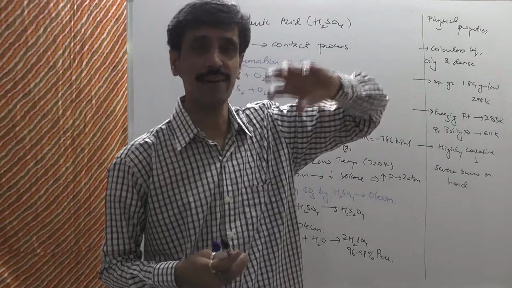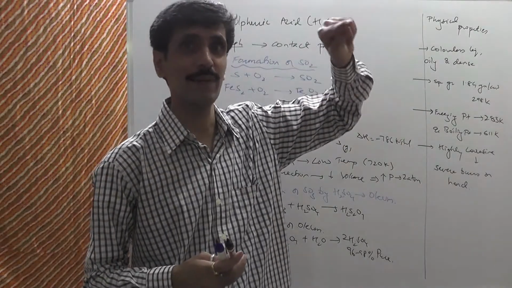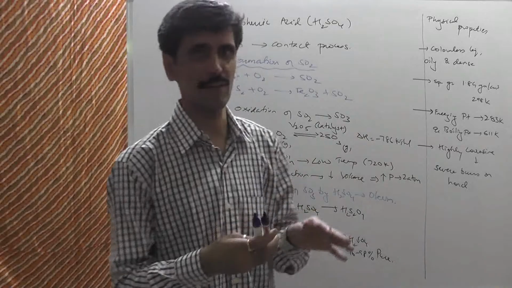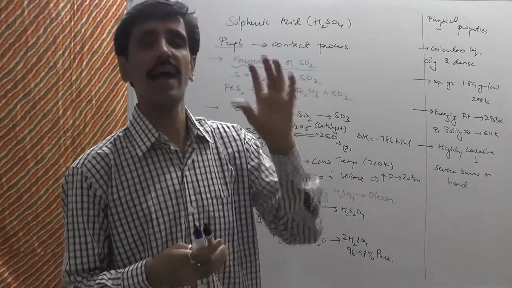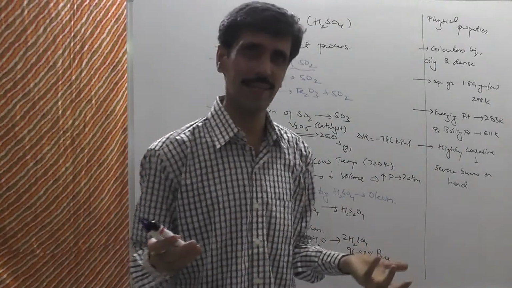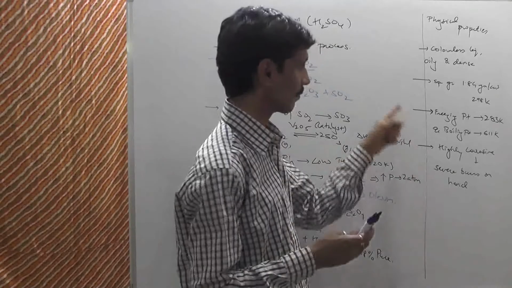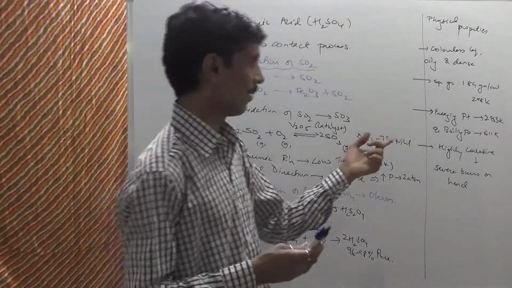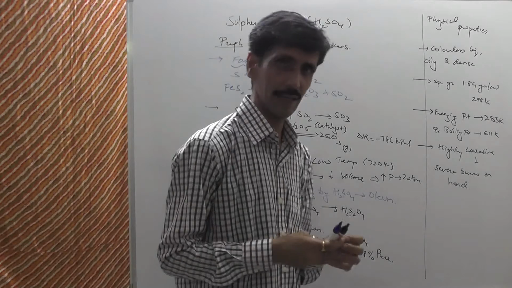Oily means it is not going to be easily miscible in water. If I want to make it miscible, I need to add a large quantity of water, then only it is going to be miscible and form one layer. Otherwise it is oily. Oily means immiscible. Its freezing point is going to be around 283 Kelvin, the boiling point around 611 Kelvin, and it's highly corrosive.